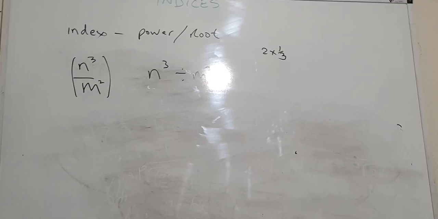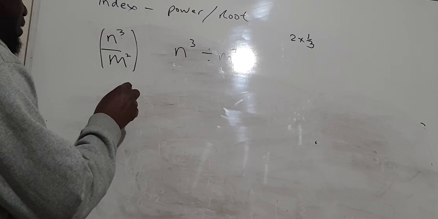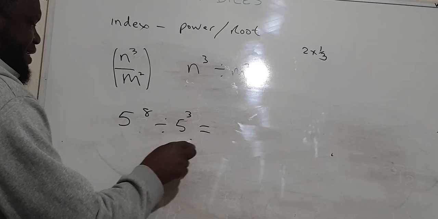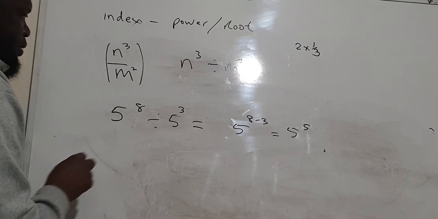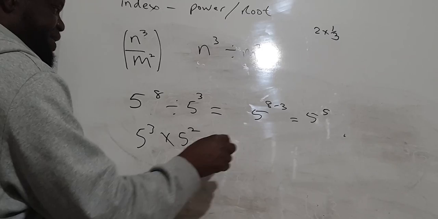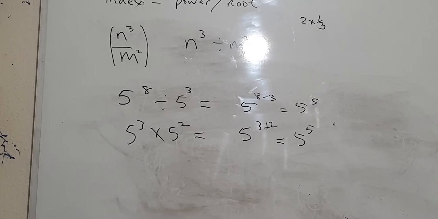If the bases are the same, when it is multiplication, you have to add the indices. When it is division, you subtract. Like this: 5 to the power 8 divided by 5 to the power 3. Since the bases are the same, we put our 5 here and subtract the top, which is 5 to the power 5. If we say 5 to the power 3 times 5 to the power 2, since the bases are the same, we say 5 to the power 3 plus 2, which is 5 to the power 5.